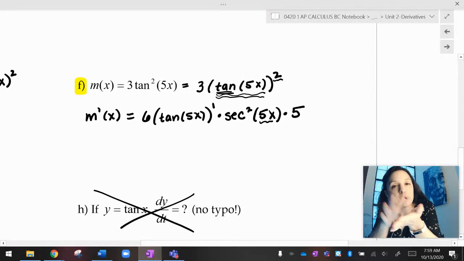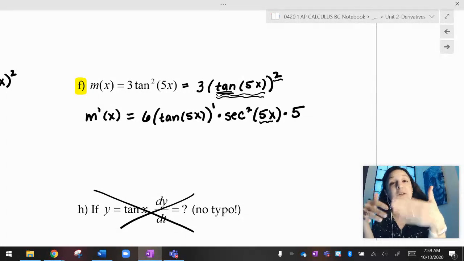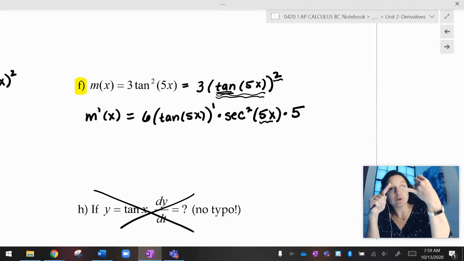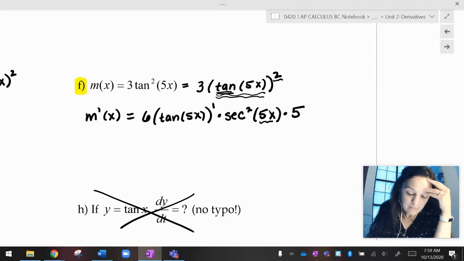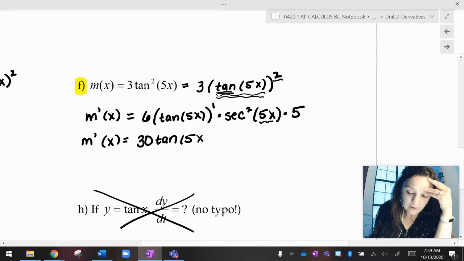So when you have trig raised to a power, technically it's always a double chain rule because you have the derivative of the exponent, like the power rule, the derivative of the trig function, and the derivative of your angle piece. And so when I condense this as best I can, that's going to be 30 tan 5x secant squared 5x.